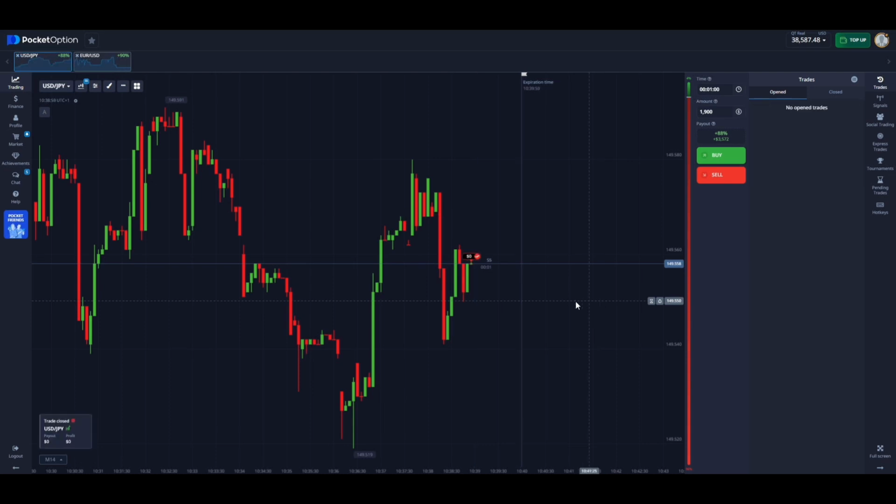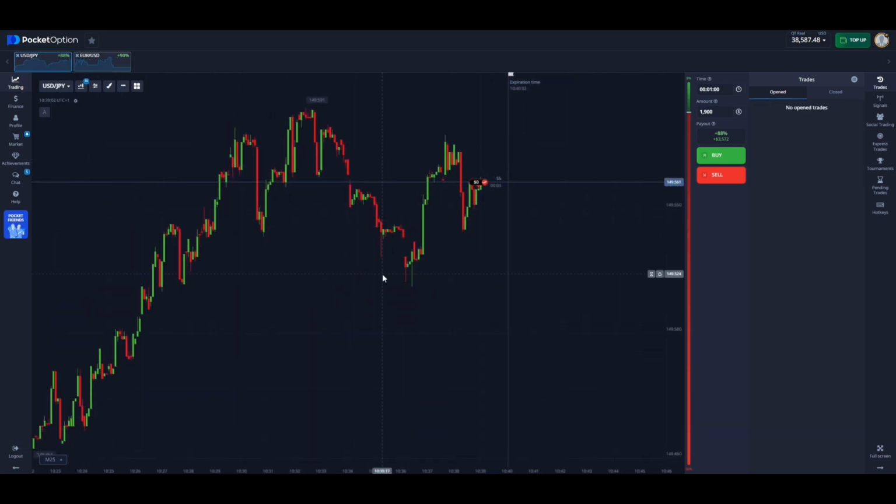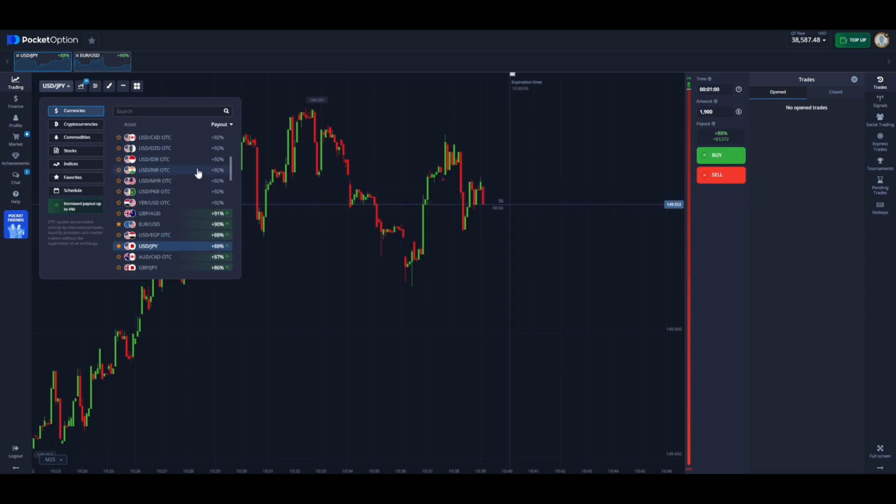Oh, this signal brought me a loss. I'm a bit upset my risk didn't pay off, but let's continue. I'll take another currency pair from the list to cover this losing position.